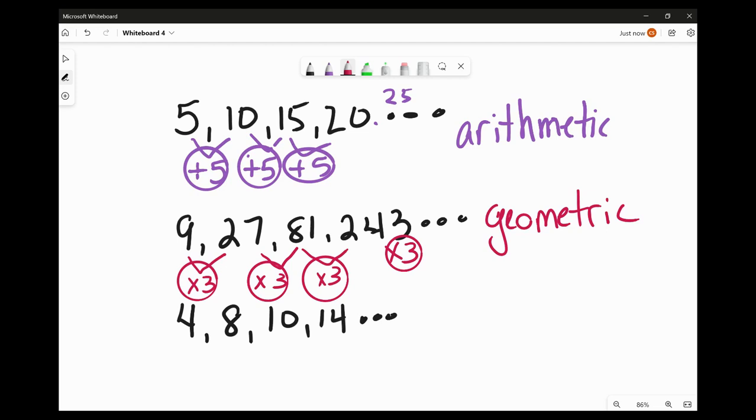And it could be a fraction. It might be a decay. So you might have numbers going down as long as it's being multiplied. Maybe it's being multiplied by 2/3 or 1/4. So that would be a geometric sequence.